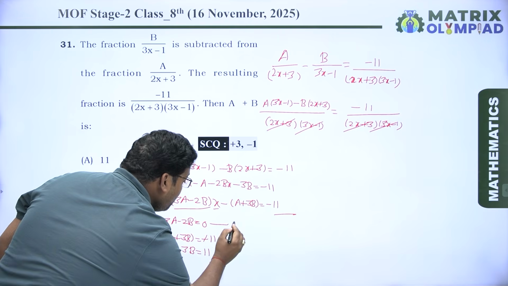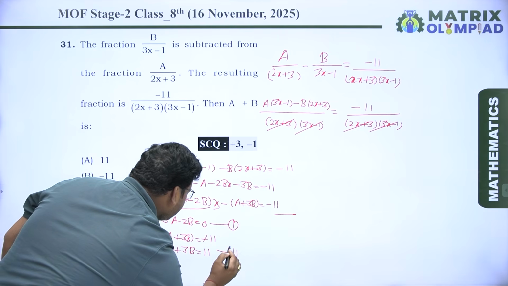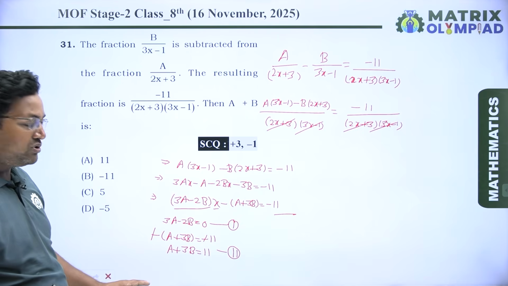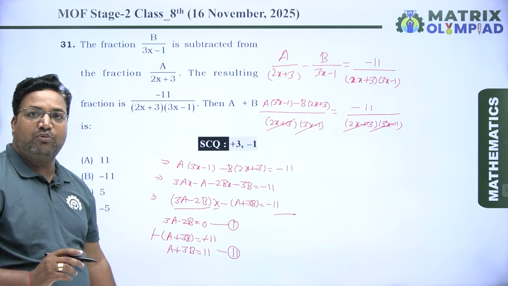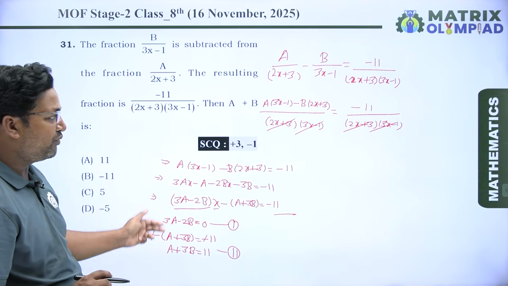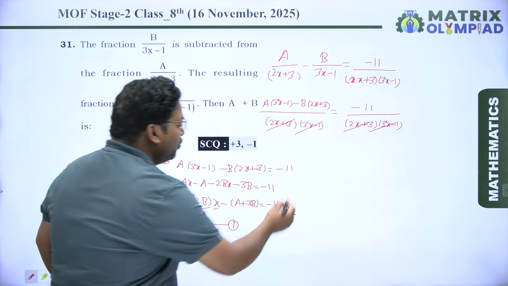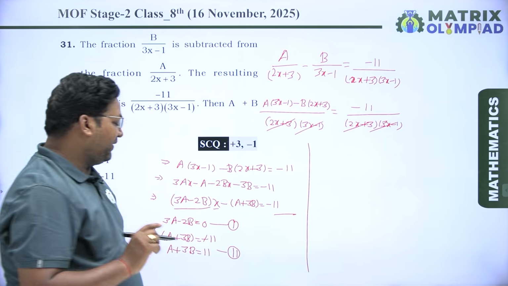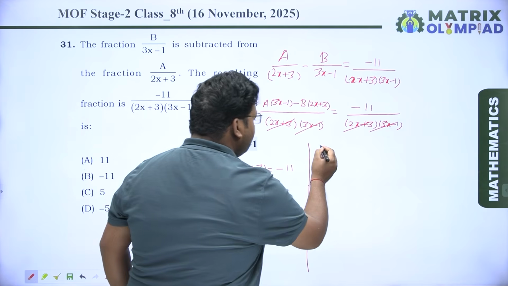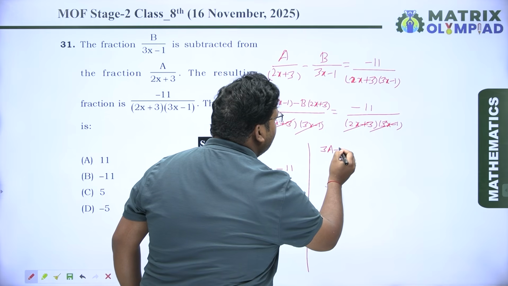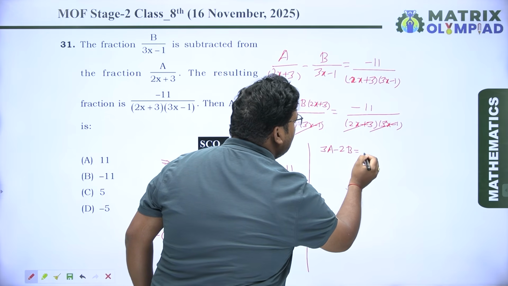Now we have two equations. One equation is 3a minus 2b equal to 0, another equation is a plus 3b equal to 11. Now we have to solve equation number 1 and equation number 2 for getting the values of a and b. So first equation is 3a minus 2b equal to 0.